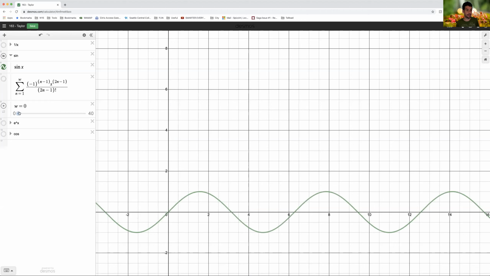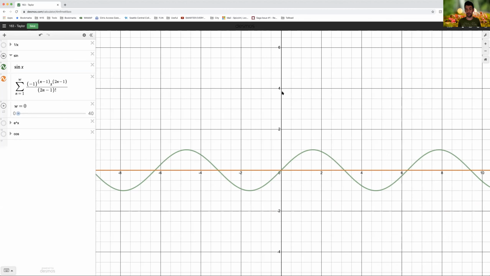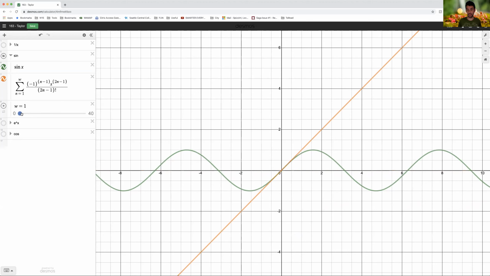Let's look at sine of x. We're going to do essentially the same thing. I started this one at 0. I'm trying to approximate it at x equals 0. Let me center this a little more. Here's our zero approximation. This is the straight line at y equals 0 that only matches sine in the sense that it has the same value at 0.